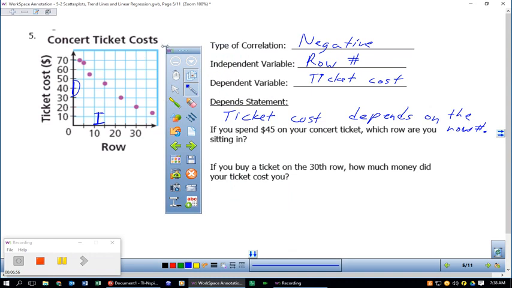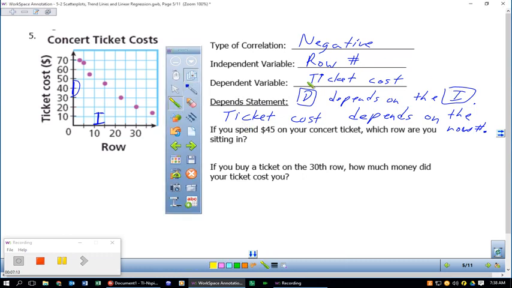Ticket cost depends on the row number. If you notice, this is in the same form as "ticket cost is a function of." It's the dependent depends on the independent. It's always going to be kind of in that form. Kind of like with the function statements, which you're going to have a few of those, so make sure you go back and look at that.